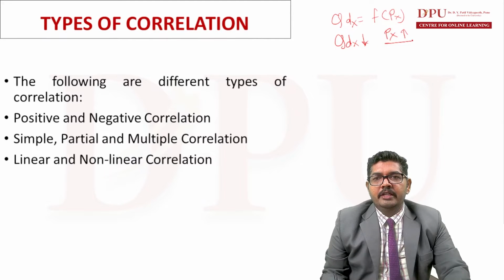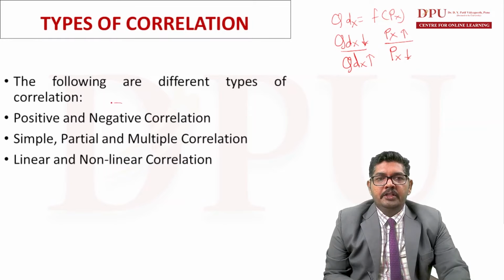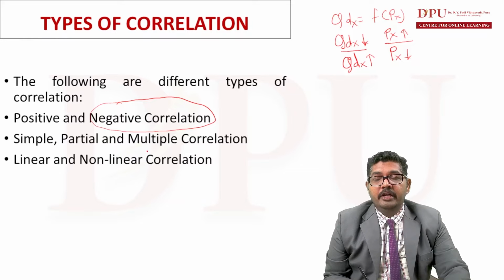One variable is increasing and other variable is decreasing. So the movement of these two variables is in opposite direction. If the price of the commodity decreases, the quantity demanded of that particular commodity increases. So there is the movement of these variables in the opposite direction, and that's why the correlation between these two variables can be called negative correlation, because the direction of movement is different.